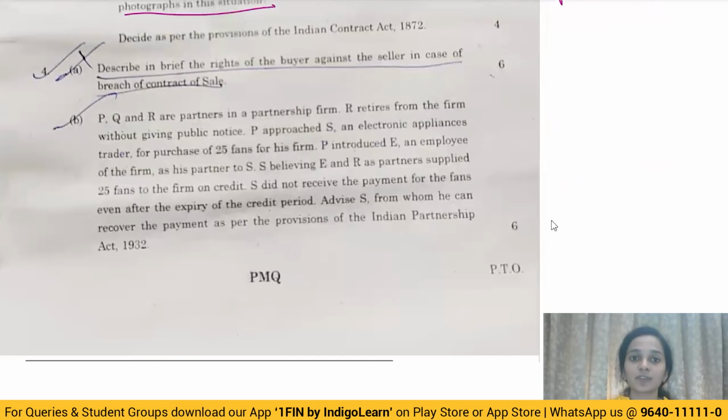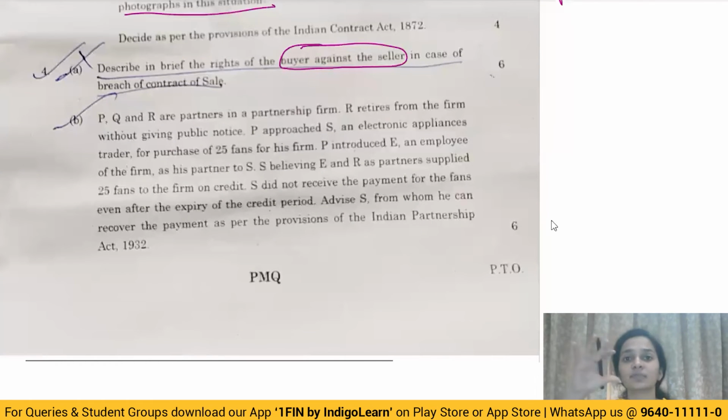Describe briefly the rights of the buyer against the seller in case of breach of contract of sale. So here we have to write the rights of the buyer against the seller, not the seller against the buyer. So all the rights such as suit for specific performance, warranty, breach of condition, or suit for damages, all of that has to be written in this particular question. Again, a direct question and a very simple one. Moving on to the next one.